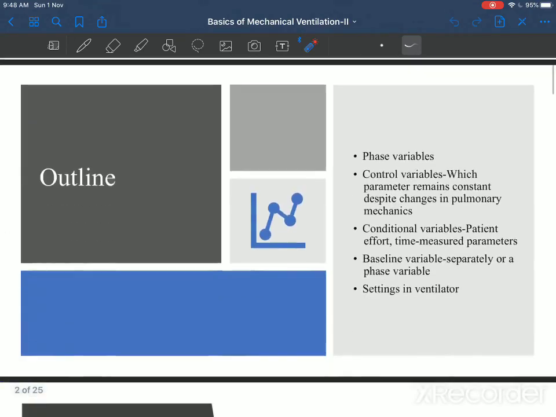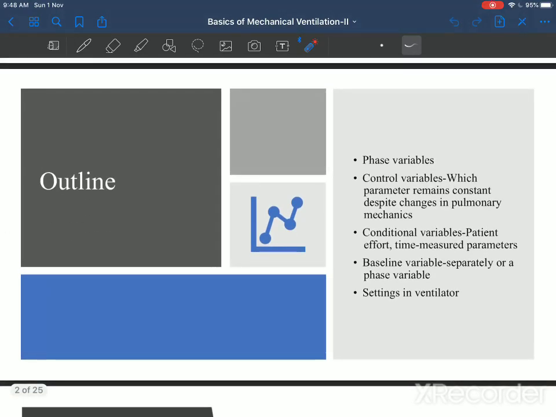So what I am trying to achieve through this Part 2 is for us to know about what are phase variables, what are control variables, conditional variables, baseline variables, and some settings on the ventilator. Settings as in, I am not going to teach you how to set for different conditions, that will be dealt with in a different class. Here, what are the knobs and settings that you will see in a conventional ventilator.